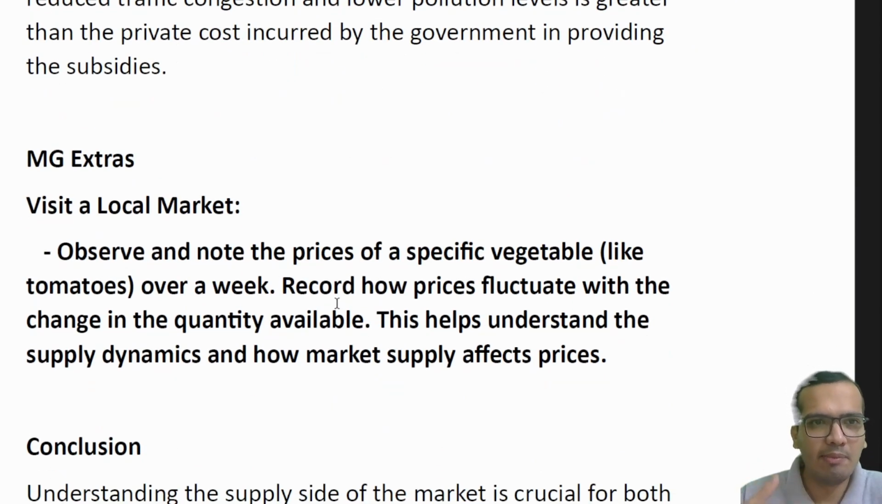Now comes MG extras. Just like our previous video, we are having a short activity which will help you to understand some concepts better. So today's activity: visit a local market, observe and note the prices of a specific vegetable like tomatoes over a week. Record how prices fluctuate with the change in quantity available. This helps understand the supply dynamics and how market supply affects prices.